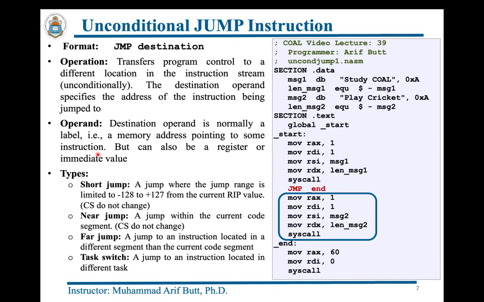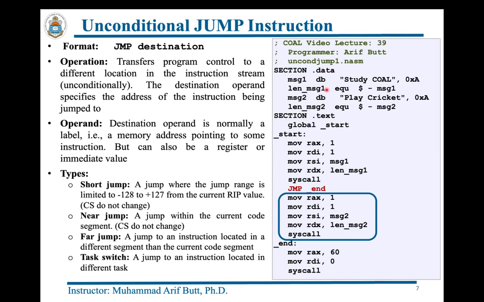Dear students, in the last session we talked about the unconditional jump instruction, JMP, which is a single operand instruction and unconditionally transfers the flow of control of execution to the destination, which can be an immediate value, register, or memory contents. Using this jump instruction, a programmer can perform a short, near, or far jump and a task switch as well.